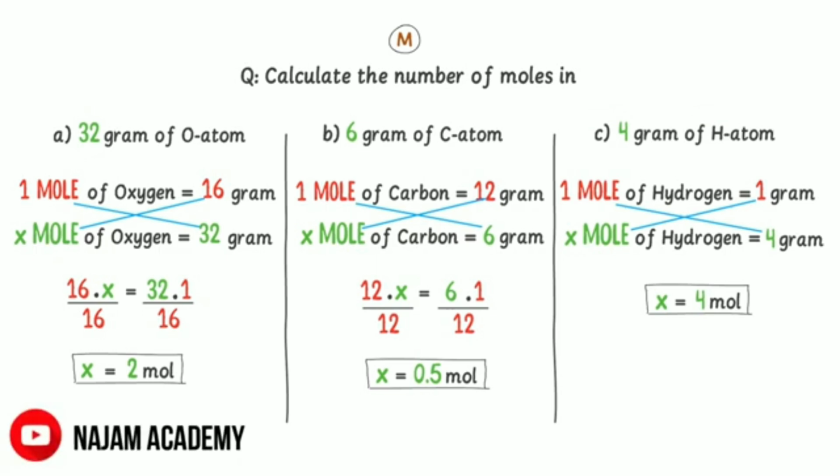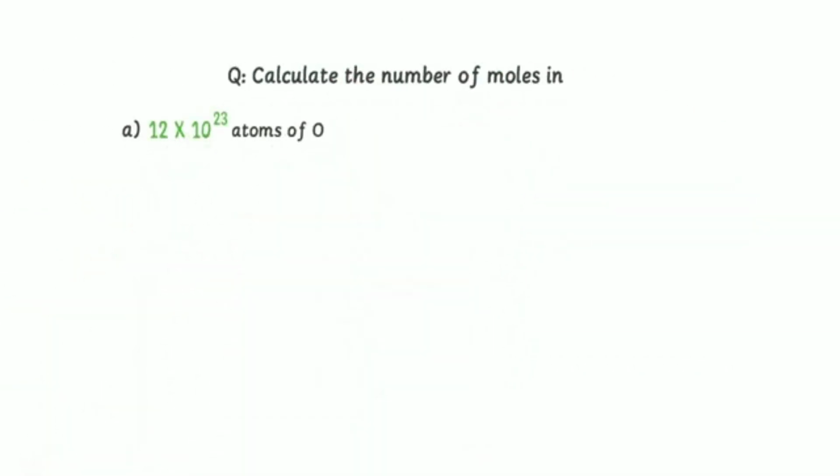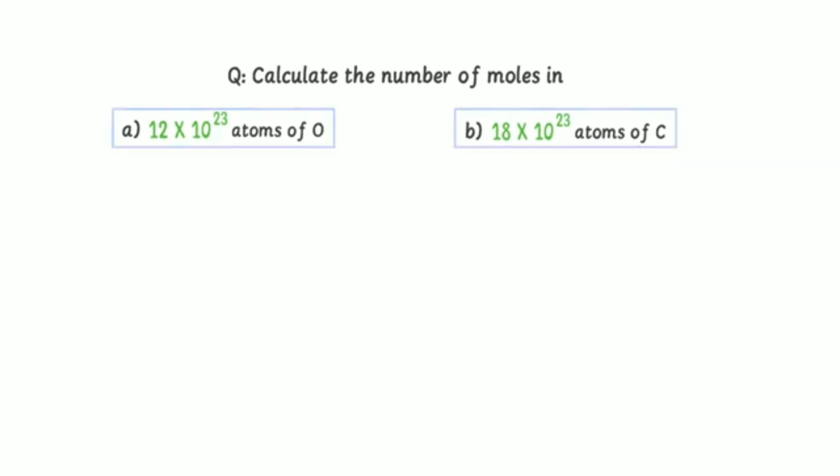Also, let me teach you the second type of calculation. Calculate the number of moles in 12 into 10 to the power 23 atoms of oxygen and in 18 into 10 to the power 23 atoms of carbon. In the question, we are given number of atoms. So we have to create the N relationship of moles in such type of numericals.